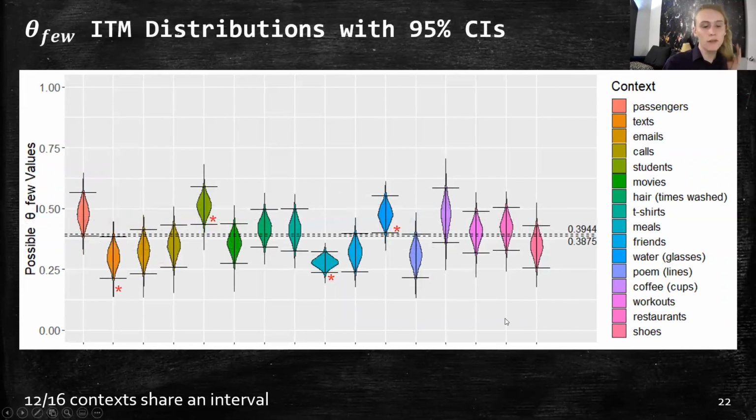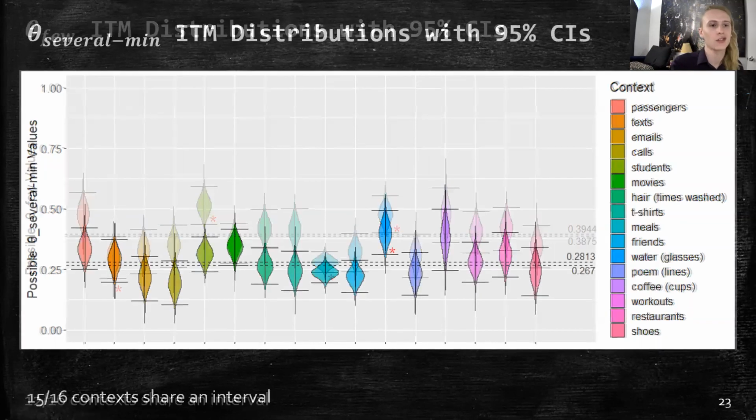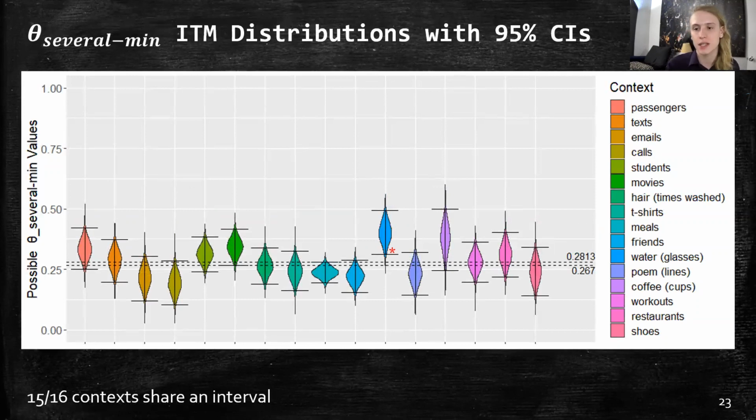For theta few, 12 out of 16 contexts, still not bad, not quite 15, but you can see for the ones that aren't exactly overlapping, a lot of them are very close. Again, we see our usual suspect of meals and students, which have reasons why they're outliers. Then we go ahead and look at the lower bound of several. Again, 15 out of 16 contexts, fantastic evidence for a stable threshold. And again, we have water here, glasses of water drinking in a day, I believe. And the expected value distribution for this is also a little bit funny. So there are reasons for these outliers.